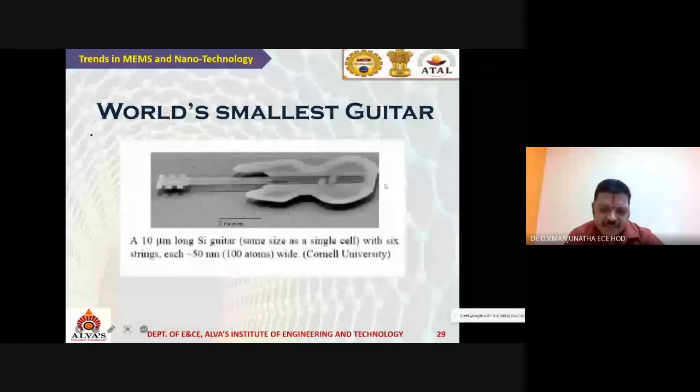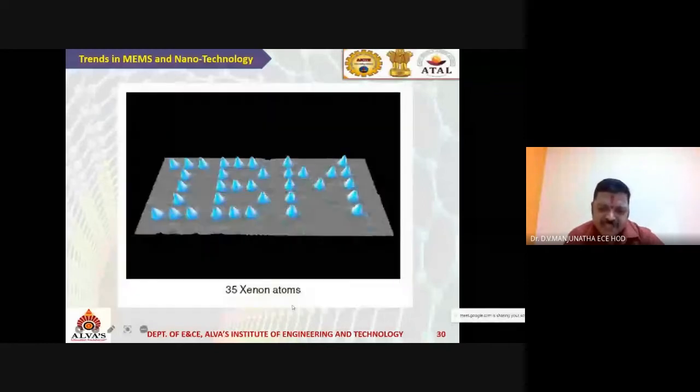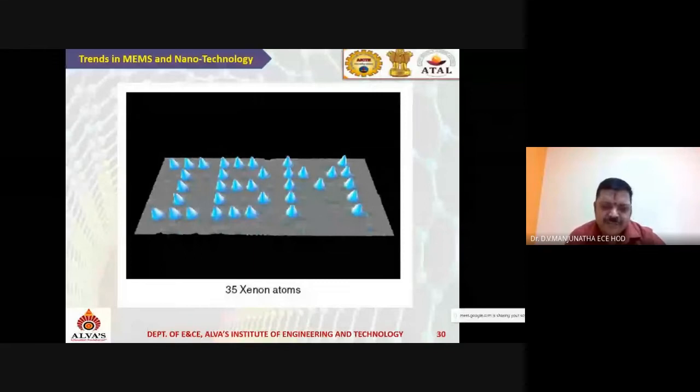Next, 35 xenon atoms are placed here, right? At the atomic level, or electronic level, the MEMS devices are working. So the technology has grown like anything, right?